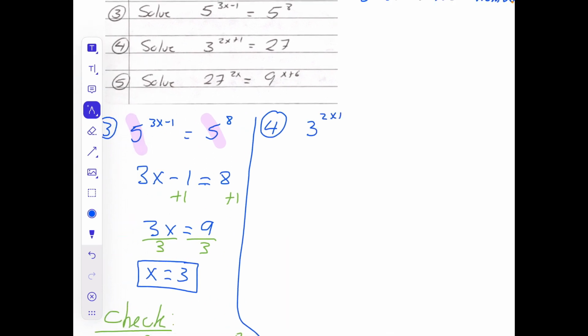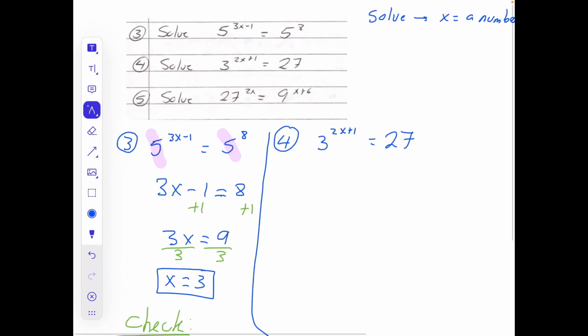So for 4, we have 3 to the power of 2x plus 1 is equal to 27. Now, the most important thing, and I've said it a couple of times already, but I'm going to keep saying it for the whole time, and probably the most important rule for indices is that your bases are the same. So we can see here that the base on the left-hand side is 3, and the base on the right-hand side is 27. So that doesn't work.